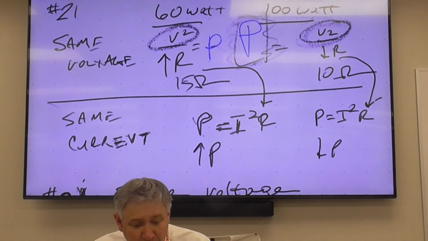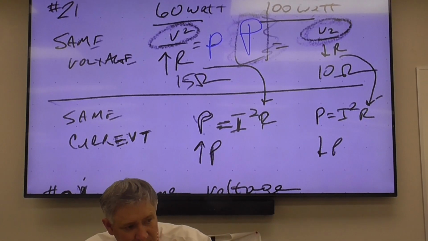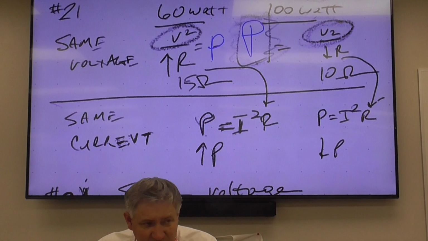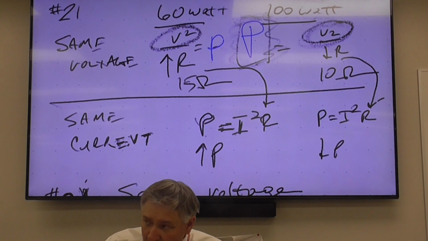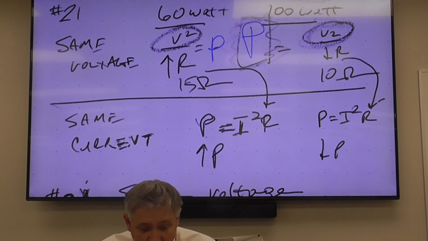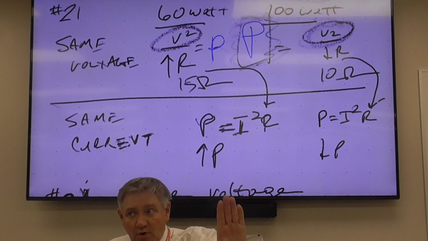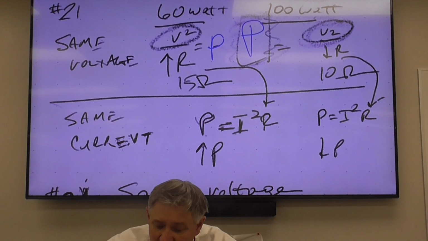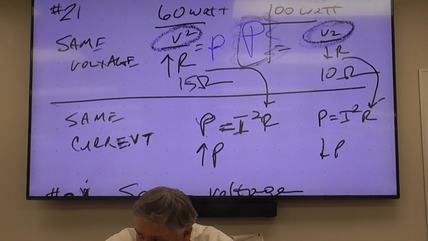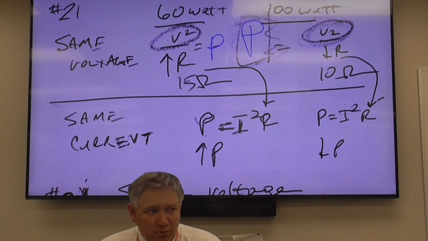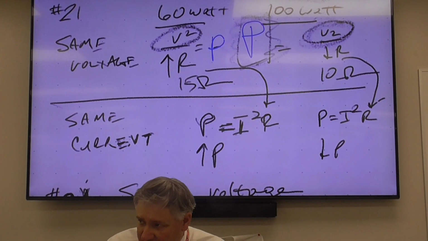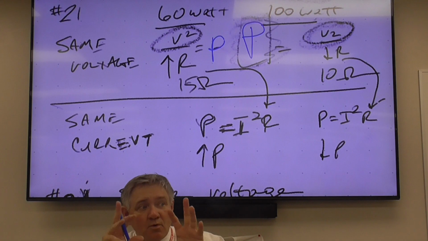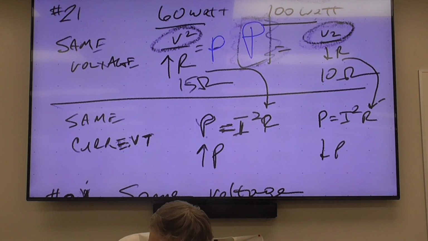Then here's what they don't do a very good job of laying out: if you take those exact same bulbs with a 10 ohm and a 15 ohm, and you put them in a different circuit that now has the same current, the 60-watt bulb is still going to have a bigger resistance. The 100-watt bulb is still going to have a lower resistance. That's what they did a poor job of articulating in this question: you're going to take the exact same bulbs with the same parameters that you just established.